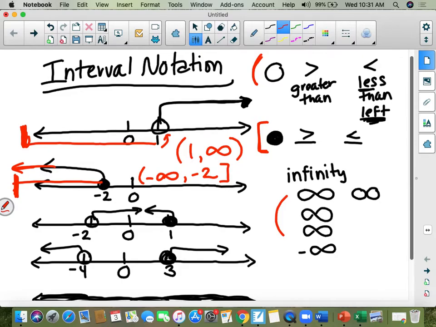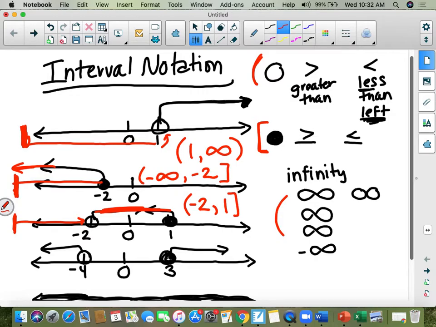Okay, the next number line, you always start from left to right, so I'm starting from the left, and as I get closer and closer to my answer, my shaded area is up here. My first answer is a -2. Why am I using parentheses at a -2? Because there's an open circle. And I'm only going to go to 1, and then I stop, but that one has to be a bracket because it's a closed circle.